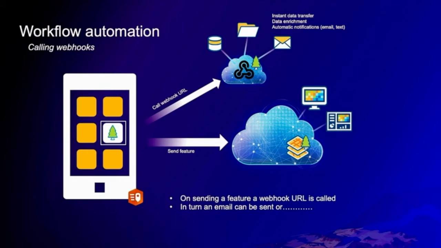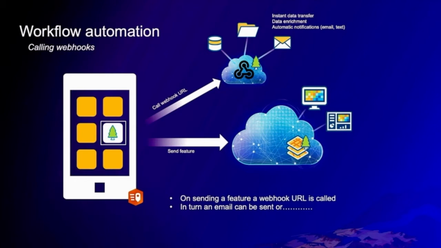Here we're talking about a technology called webhooks. If you enable webhooks for a layer in your project, then each time a record is uploaded, the mobile app will call that webhook URL, passing through a representation of the captured feature at the same time.